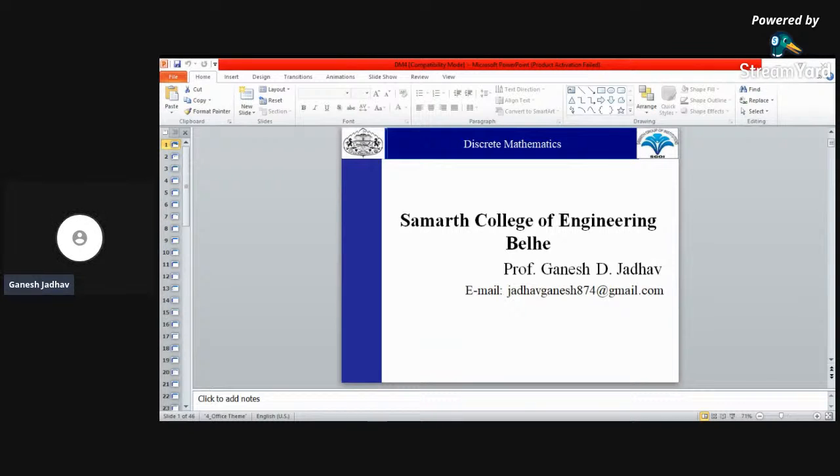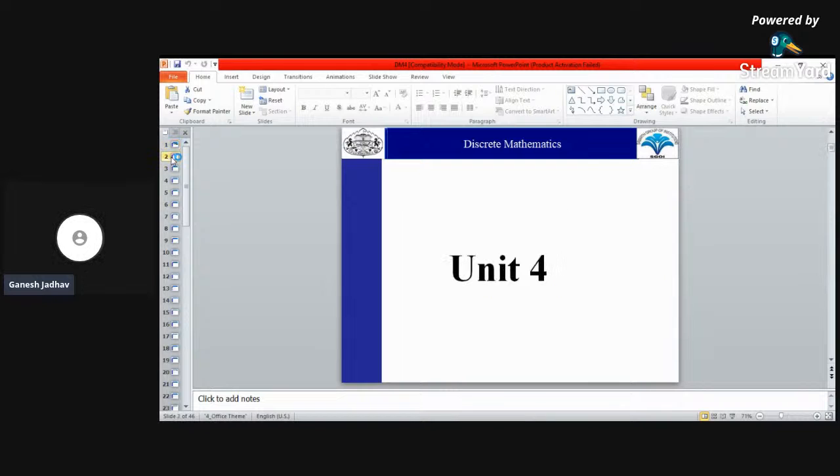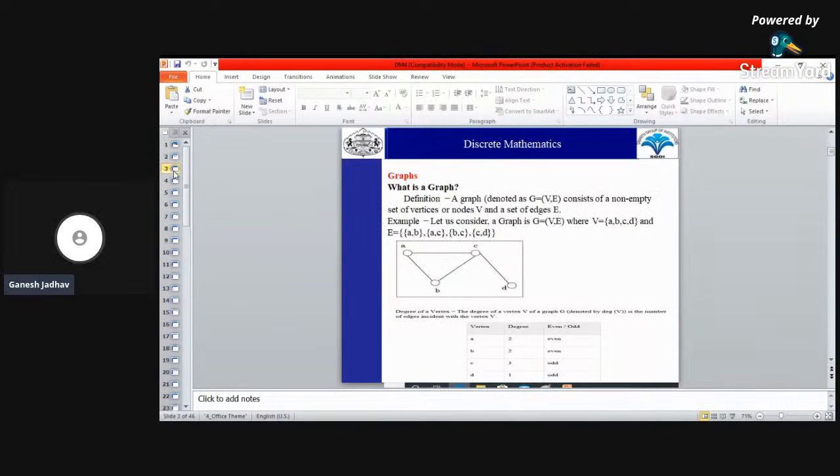So today we have seen our discrete mathematics unit 4. I am Professor Ganesh Jadhav, and I want to explain this particular unit. This is our fourth unit of discrete mathematics: graphs.